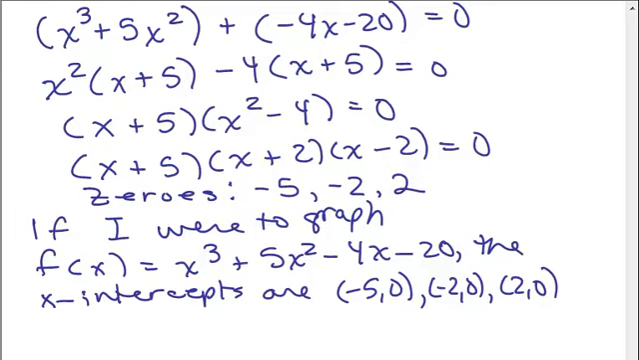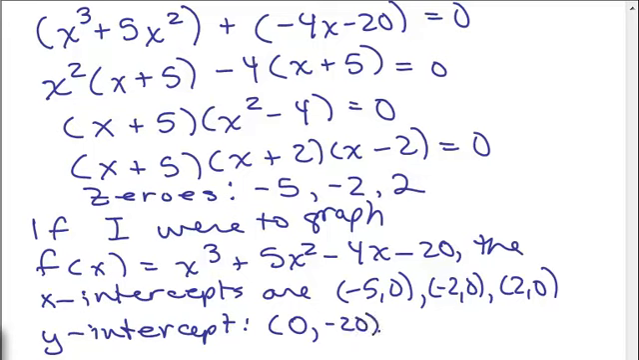By the way, what would the y-intercept be? What do you do to get the y-intercept? You put in 0 for x. So take this function, f of x equals x cubed plus 5x squared minus 4x minus 20. Plug in 0 for x, and what would y be? It would be negative 20. So on this function, I already know 4 ordered pairs.